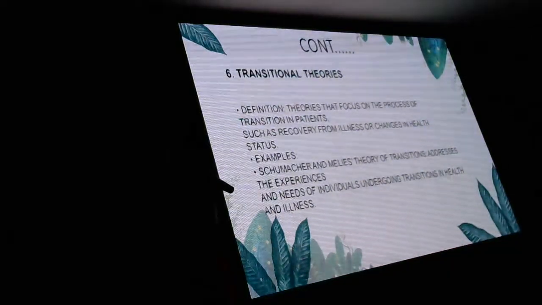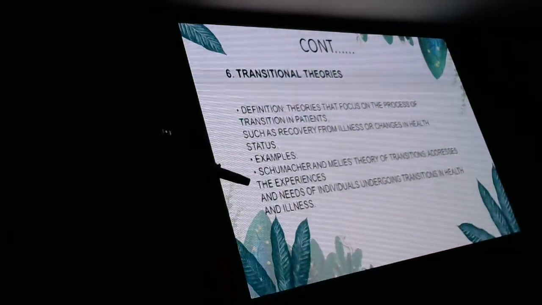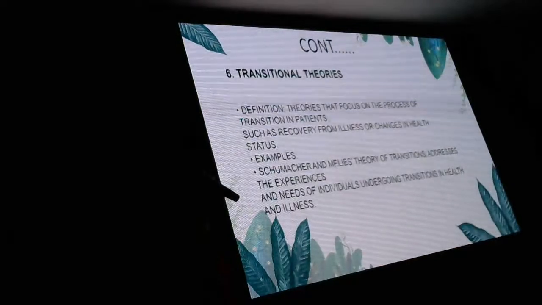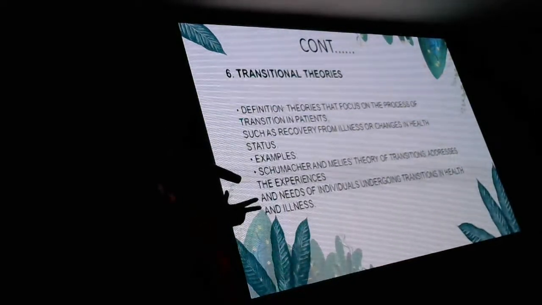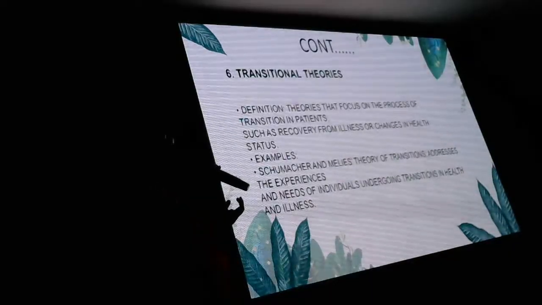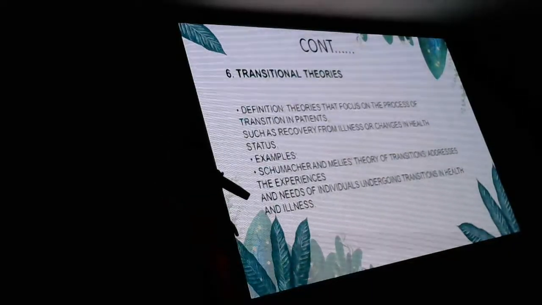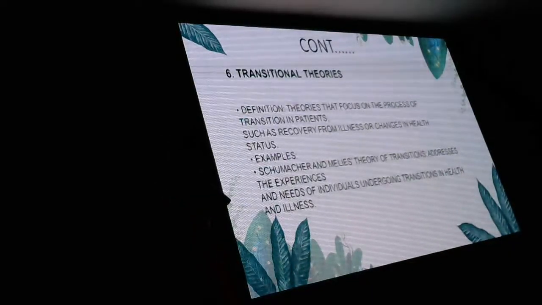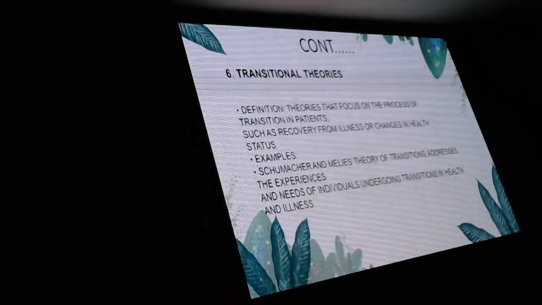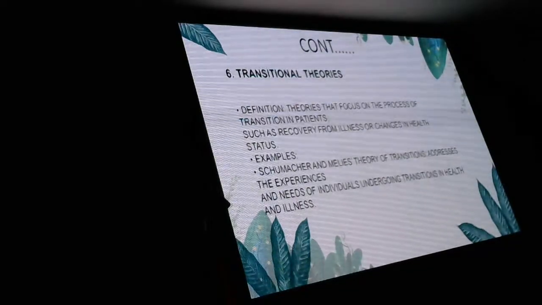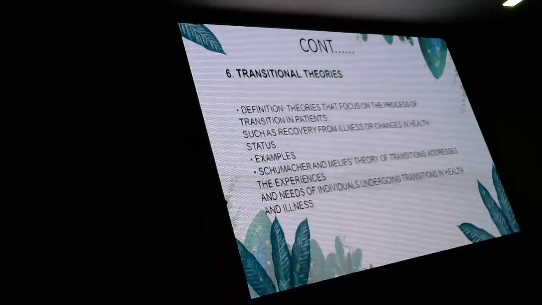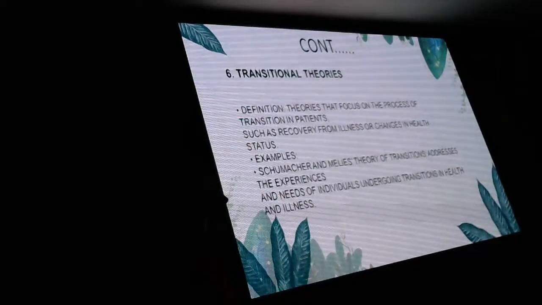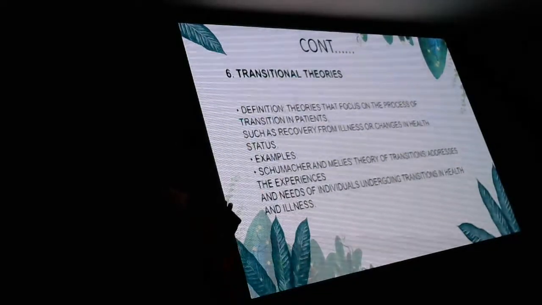Transitional theories focus on the process of transition of patients. Here an example is recovering from illness to health, or health to illness. They can deteriorate or they can recover. That is called transition. Examples are Schumacher and Meleis's theory, and transition addresses the experiences and the need for individual understanding of transition in health and illness.